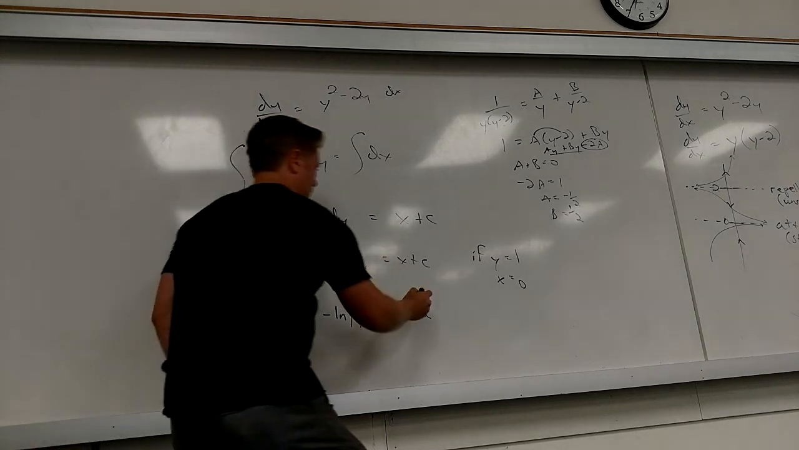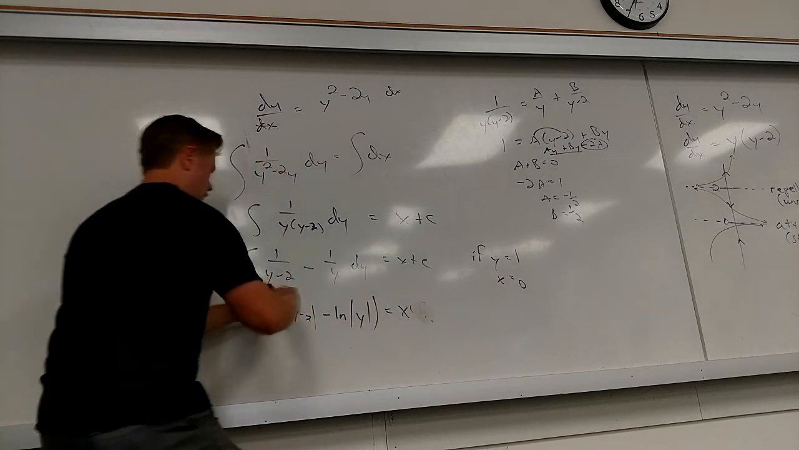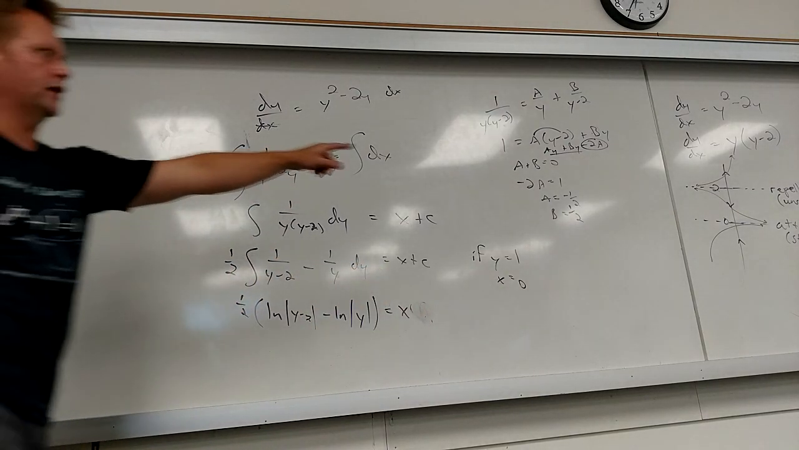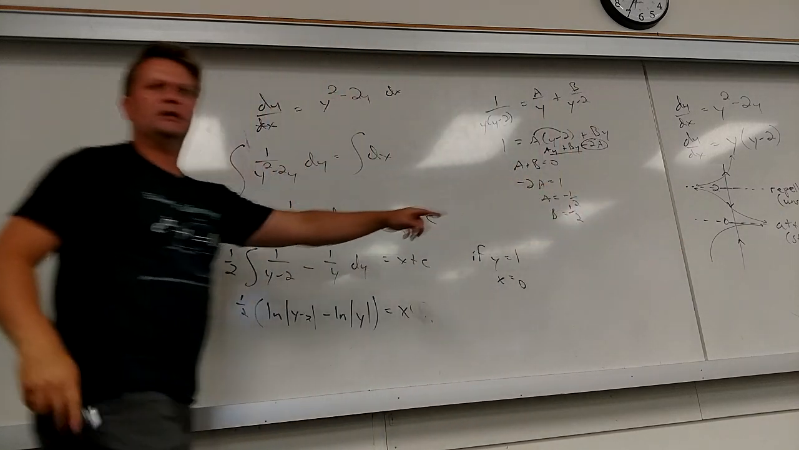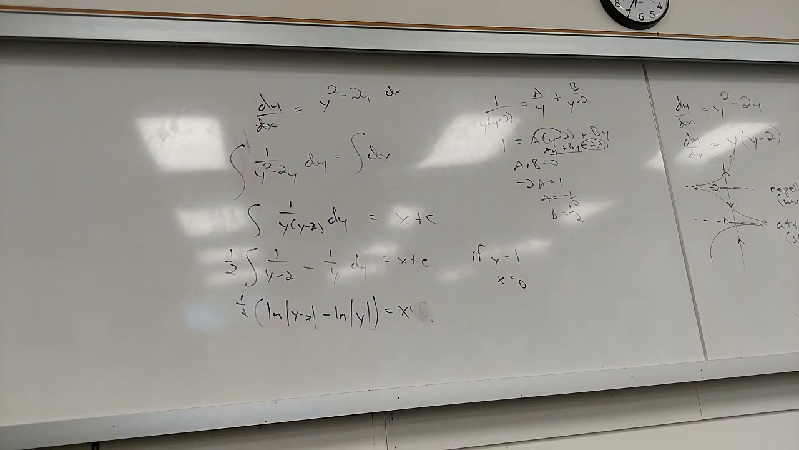So let me graph this, and let's see what that looks like. It should look like this, is my claim. Let's see if Jeff has any sanity left in him. x equals 1/2 times the natural log of the absolute value of y minus 2, minus the natural log of the absolute value of y. I think that's right. Okay. How's that look? Hey, look at that.